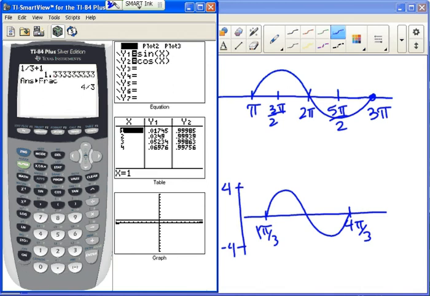So instead of worrying about the pi's, just add the stuff without pi's. So just add 1/3 plus 4/3, and then divide by 2. So we get 5 pi over 6, and that would be the center.